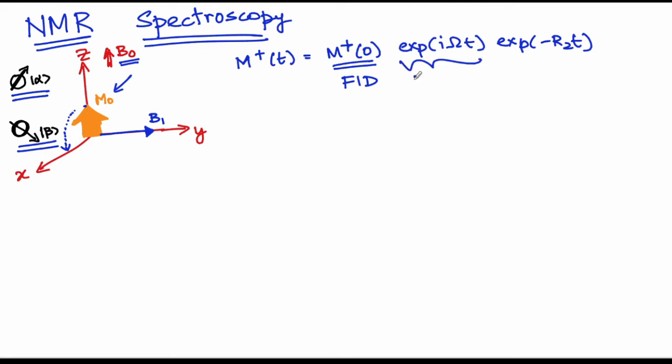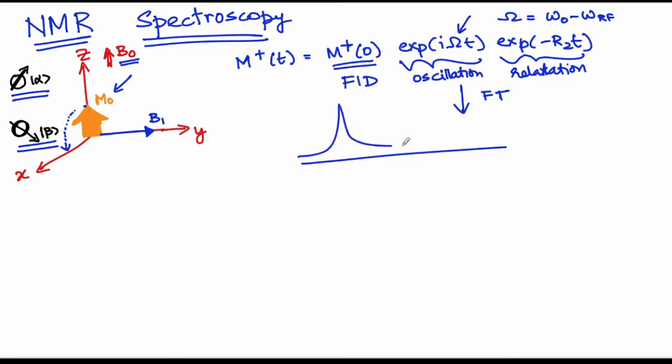This oscillation part, when Fourier transformed, gives a resonance at plus capital omega, where capital omega is the offset from the carrier frequency where you apply the pulse. The relaxation part comes up as the line width for the resonance that we observe. When this signal is Fourier transformed, we get the frequency domain spectrum, as we call it, at plus omega, given by the specific relaxation rate.